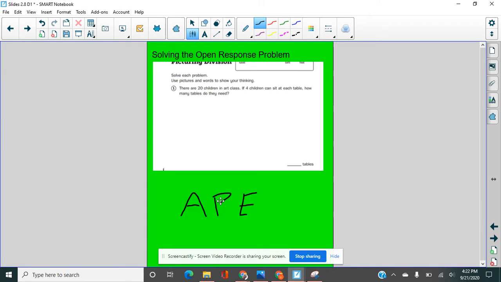So we'll get to this in just a moment. Let me get rid of it for now. Here's our first problem that I'd like to look at. It says there are 20 children in each art class. If 4 children can sit at each table, how many tables do they need? So I'm going to answer this, I'm going to prove it, and then I'm going to explain it.